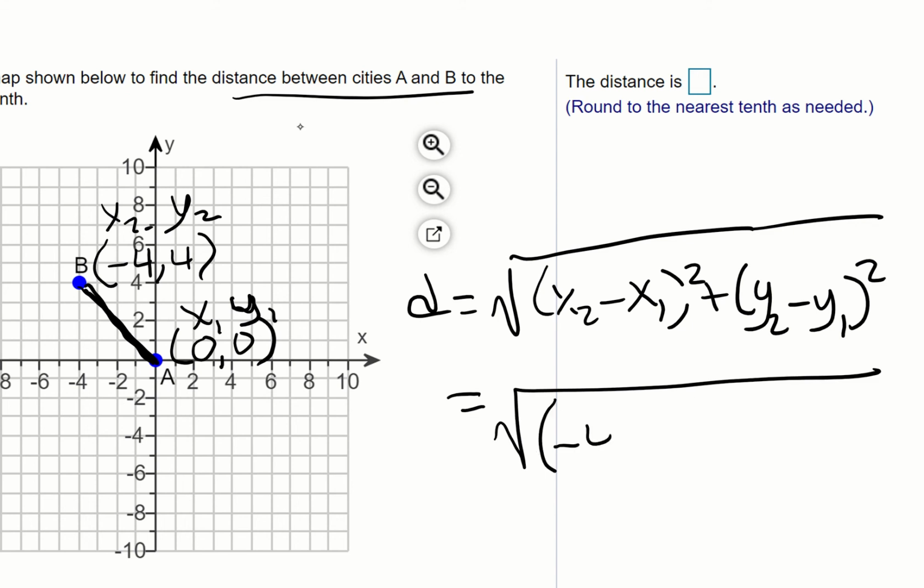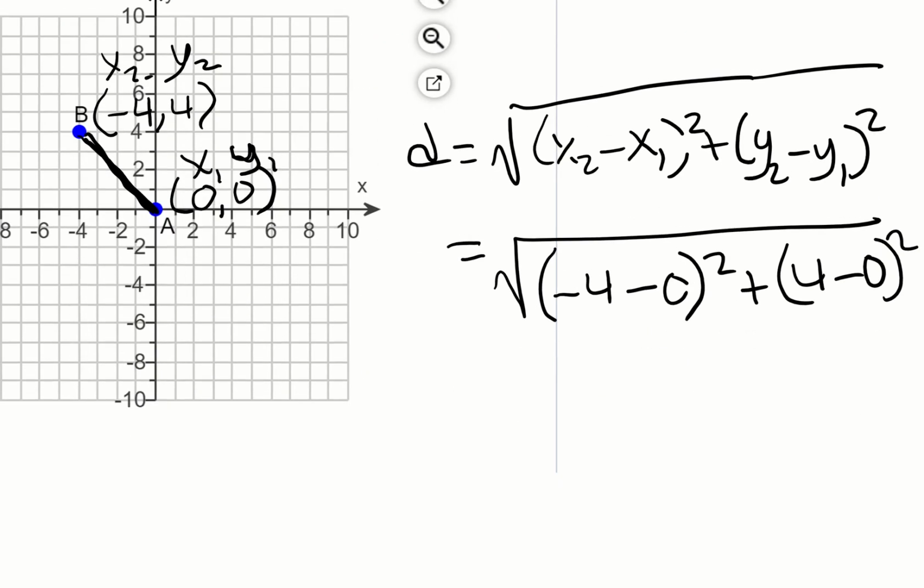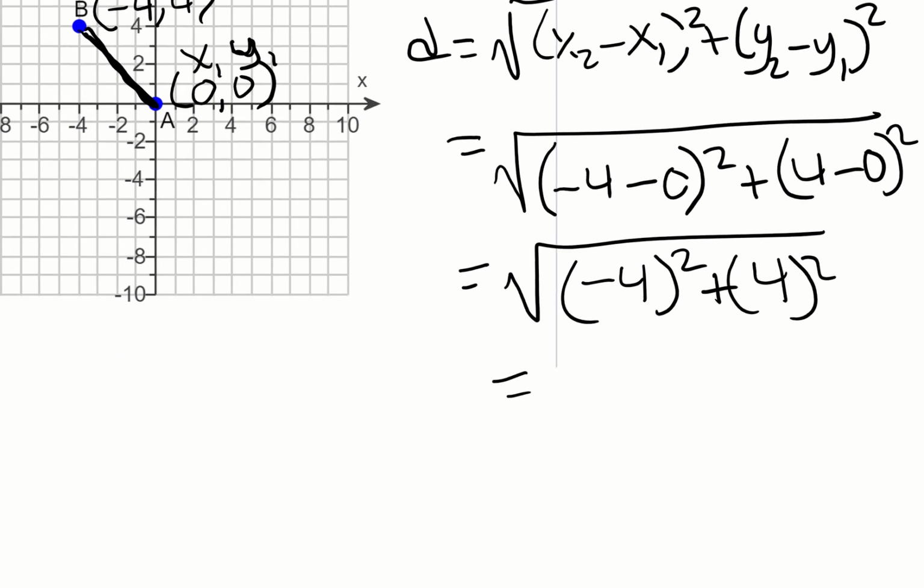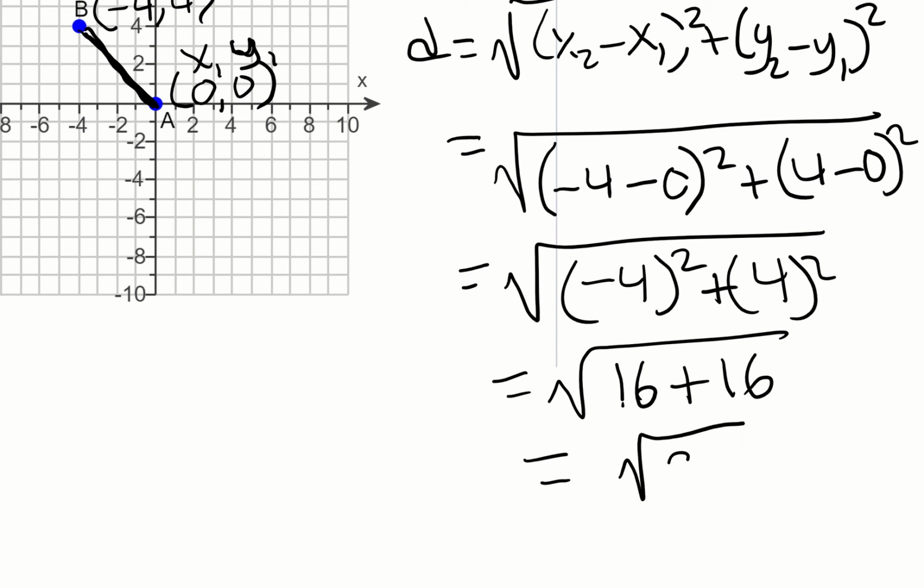X2 is -4 minus x1 is 0, so squared. Y2 is 4, y1 is 0, and then square it. So we have the square root. We have -4 minus 0 is -4, we got to square it. 4 minus 0 is 4, we got to square that. So -4 squared, -4 times -4, that's 16. 4 squared, that's 4 times 4, that's 16. We add those together, we get 32. And so that's my answer.